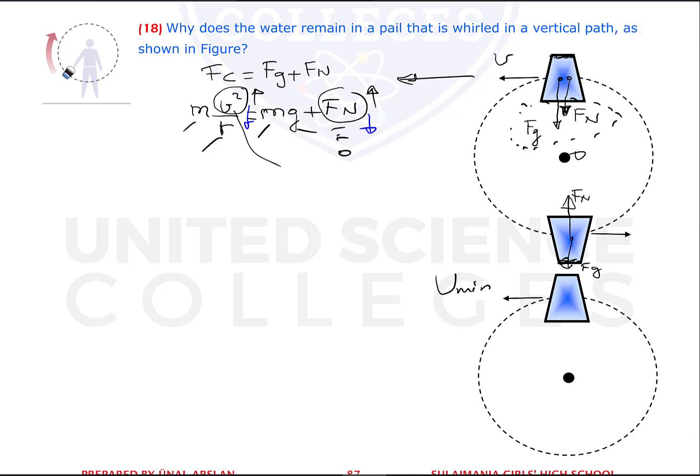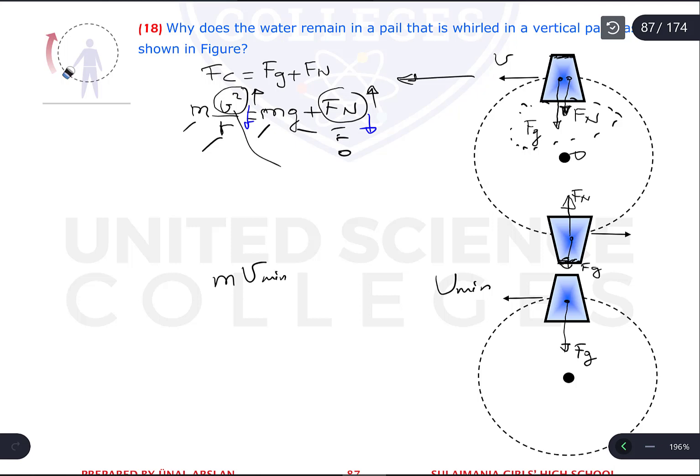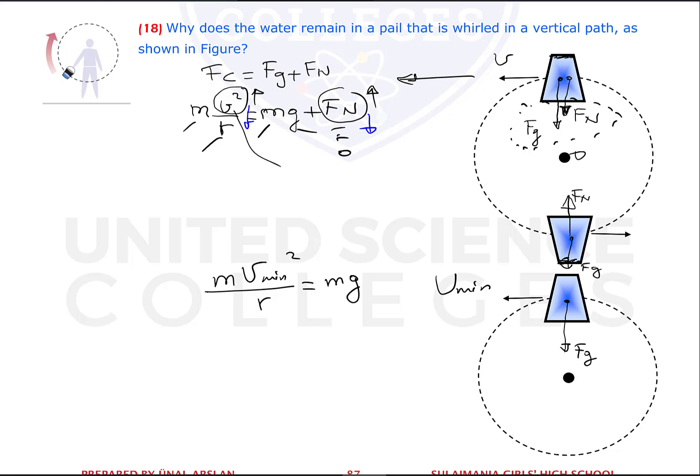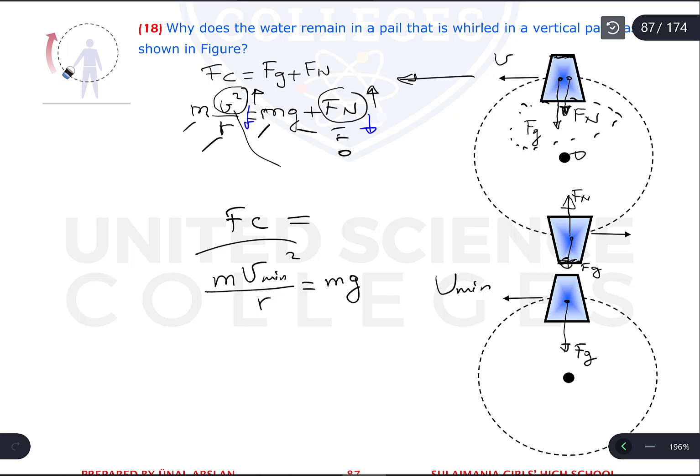In this case, the only force acting on the water inside the pail is going to be the gravitational force. Then if I write the equation for centripetal force, v minimum speed squared divided by r is going to be m times g. What does it mean? If you want to keep this water inside the pail, the minimum centripetal force acting on the water inside the pail must be the gravitational force.